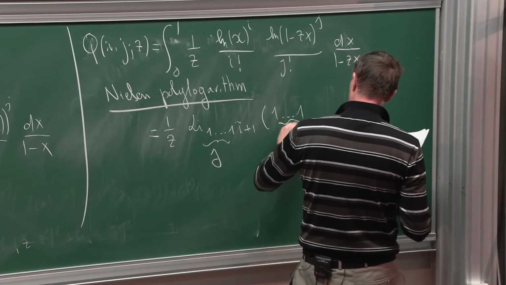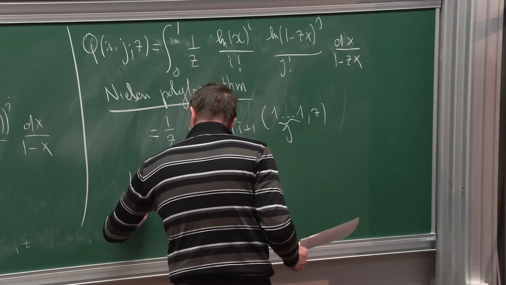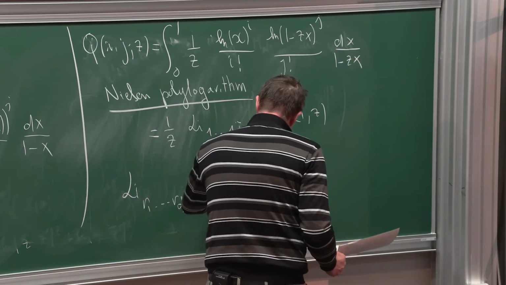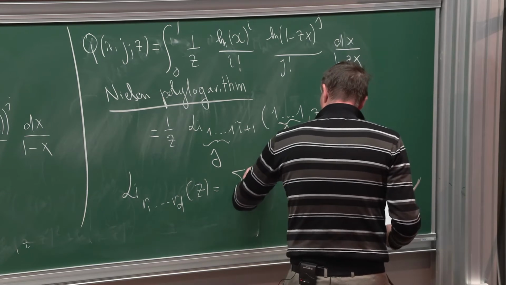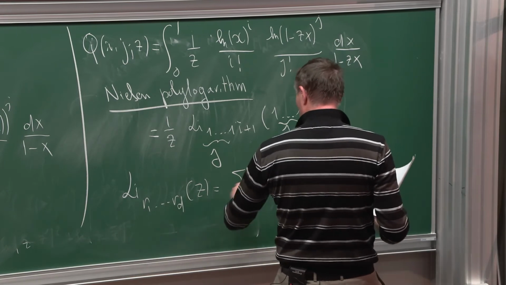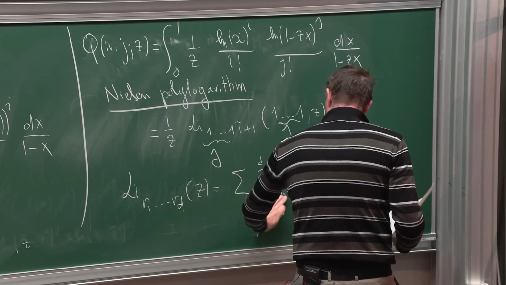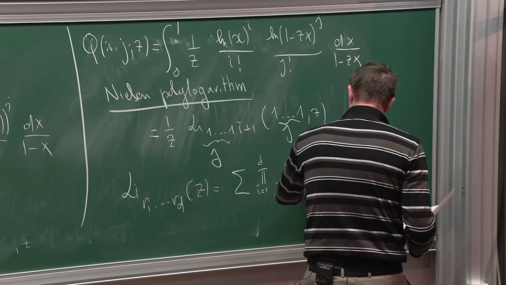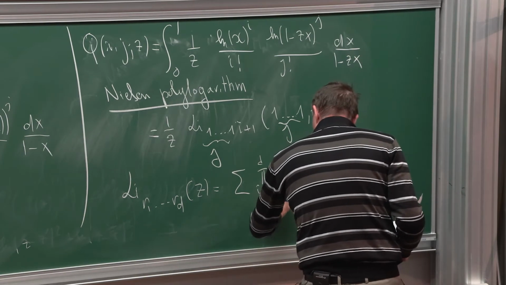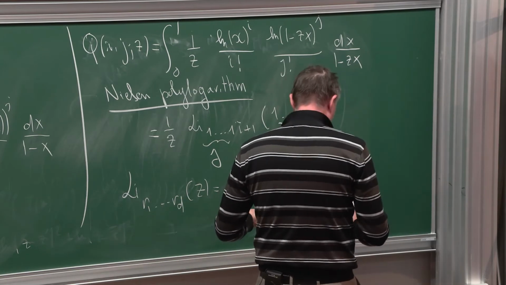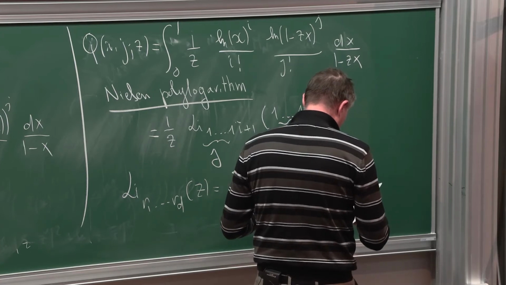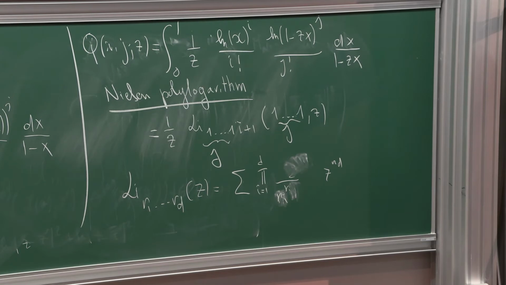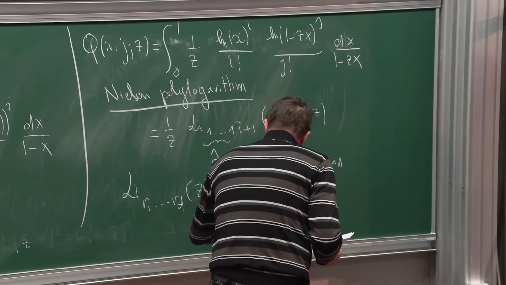I have 1, 1, 1, j, z, where Li of r1 through rd of z is the sum of z to the n_d over the product i from 1 to d of n_i to the r_i, and then I order them so that my ordering of the summation of my polylogs is, okay, just a minute, I have to look at my convention. It's the usual convention, but I will look in my notes. So r_i positive.